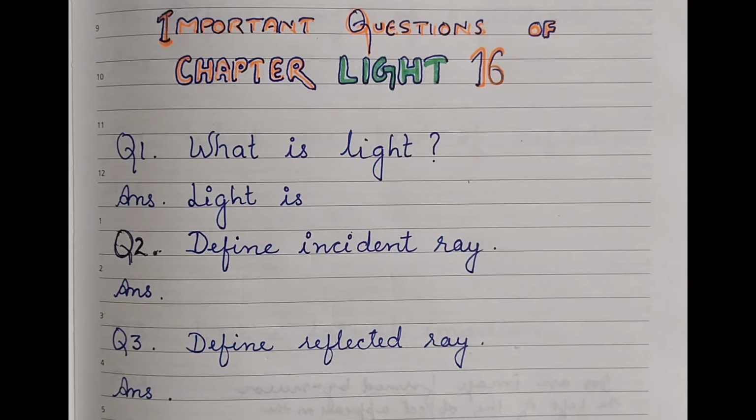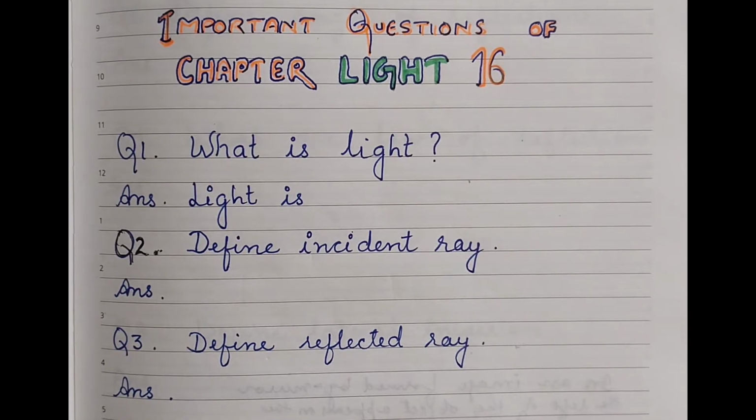Question number 1: what is light? Light is a form of energy like other energies, for example solar energy, hydro energy, magnetic energy, electrical energy. Light is also a form of energy. Now what type of energy is it? It is the electromagnetic radiation that can be detected by the human eye. We can see this energy through the human eye.